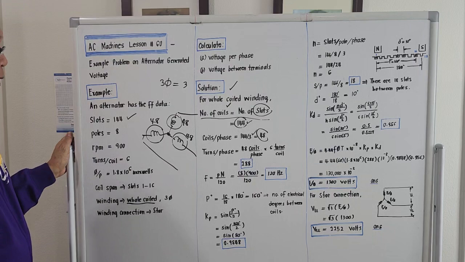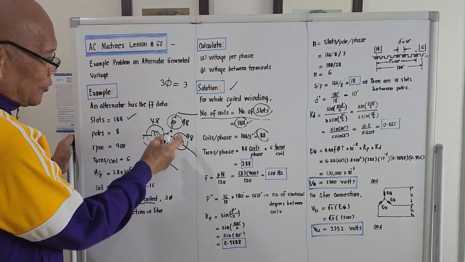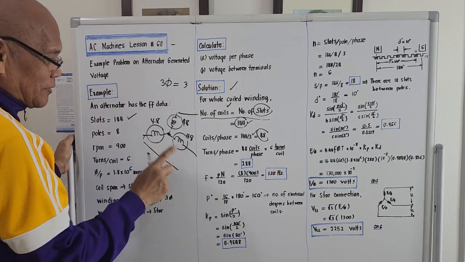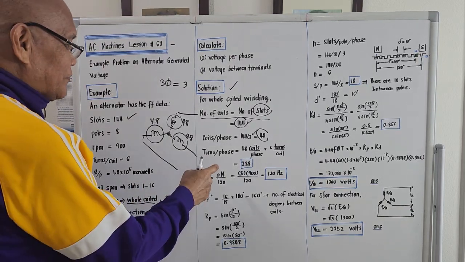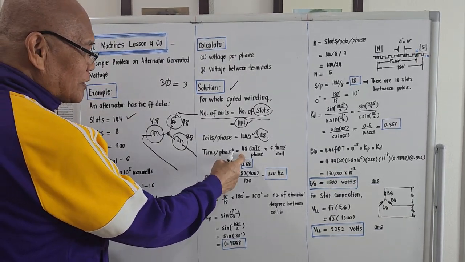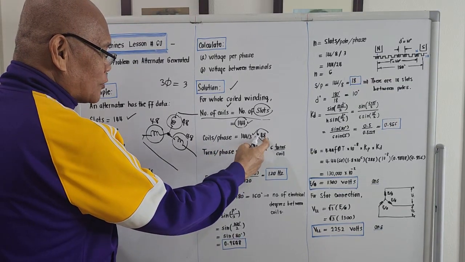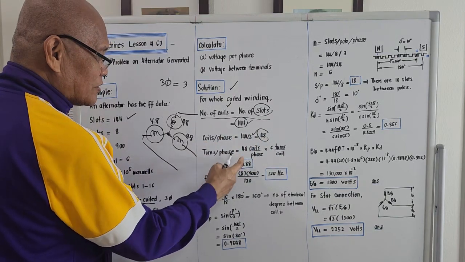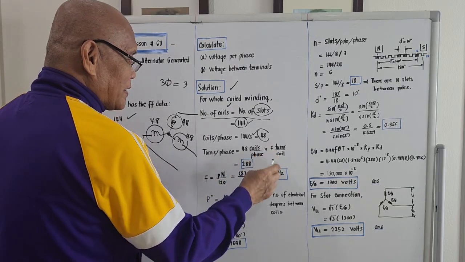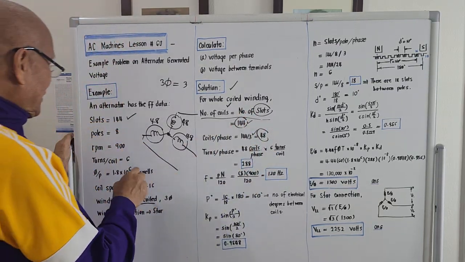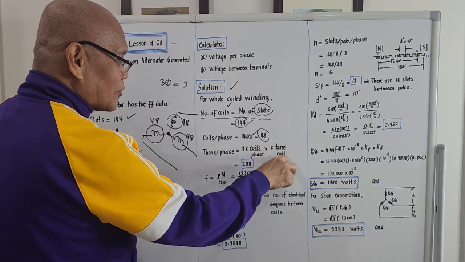What's next? We will compute for the turns per phase. We know the total number of coils per phase, but how many turns per phase? We could compute for that. Turns per phase will be 48 coils per phase, the one we computed. The unit of this 48 here is actually coils per phase. We will multiply this by the given turns per coil. The given turns per coil is 6, so times 6 turns per coil.